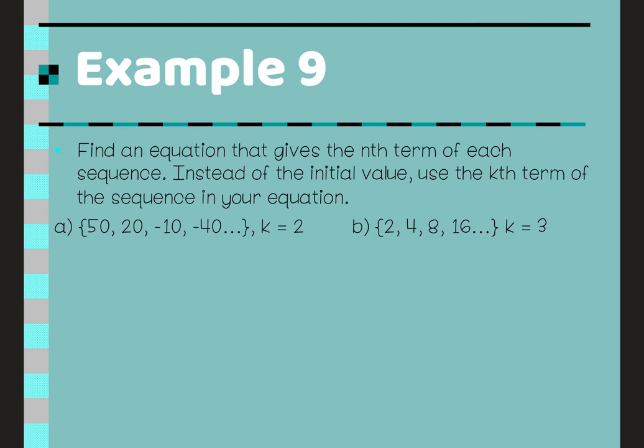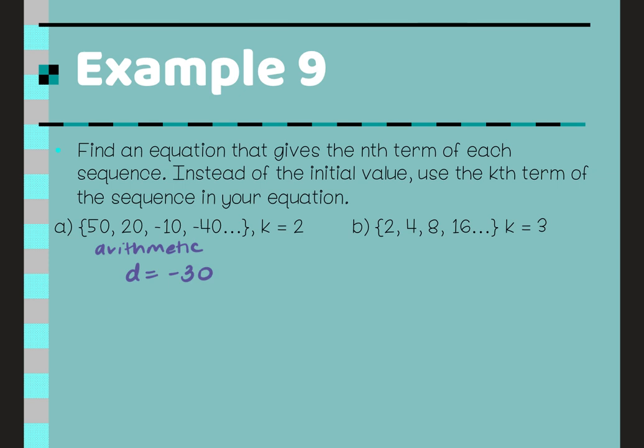So looking at A, what's happening here? Are you adding or subtracting the same thing each time, or multiplying? You're subtracting 30 each time, which would make this arithmetic. What is your D? -30, good.